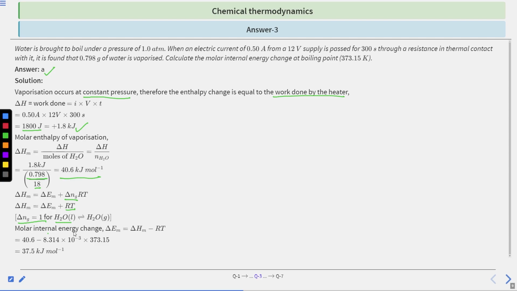Hence, the molar internal energy change will be equal to del Hm minus RT. We just rearrange the terms, and on putting the values given in the question, the molar internal energy change will be equal to 37.5 kilojoule per mole. So option A will be the correct answer.